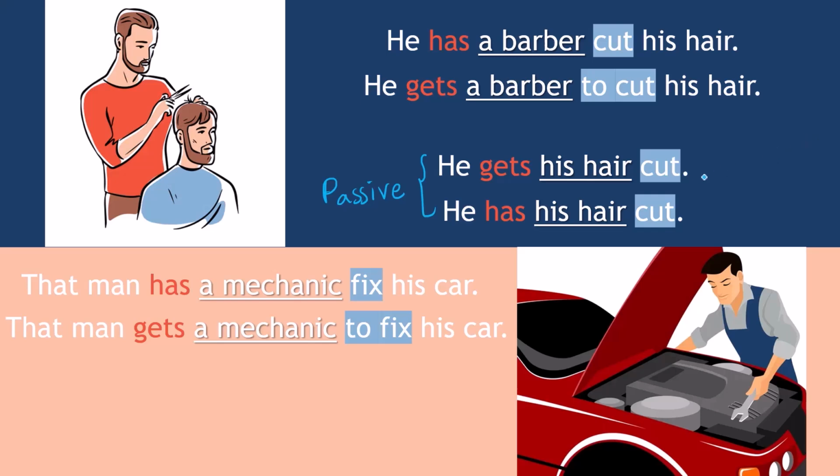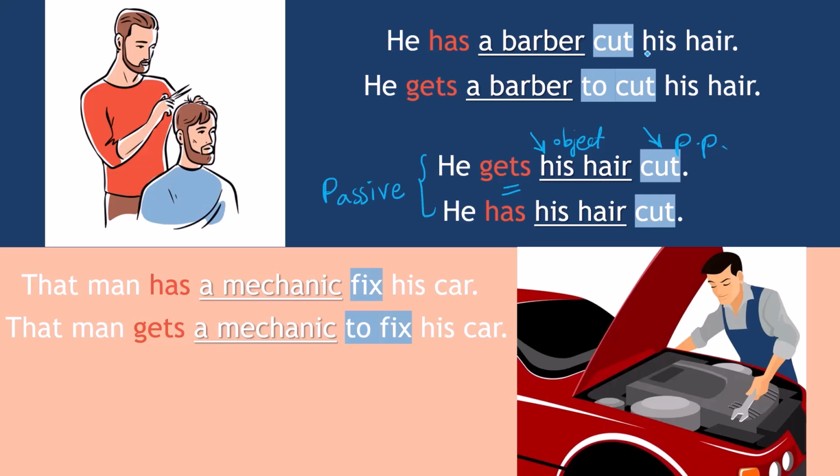We do not mention the name of the agent, but it is completely clear that person would understand what you mean. The meanings of these two sentences are again the same. Well, gets and has. After that, you see an object. His hair is the object here, not the agent, not the doer. And after that, you see the past participle form of the verb.